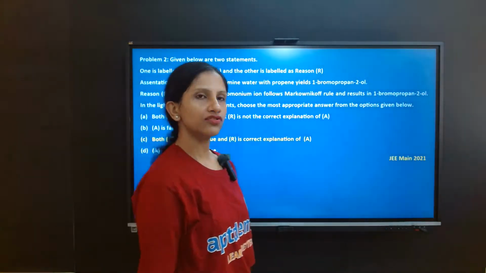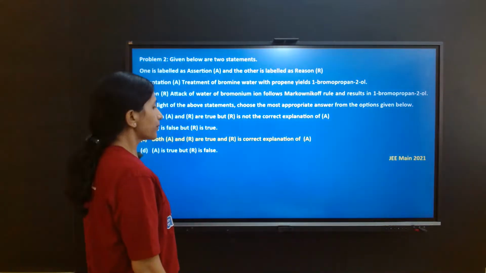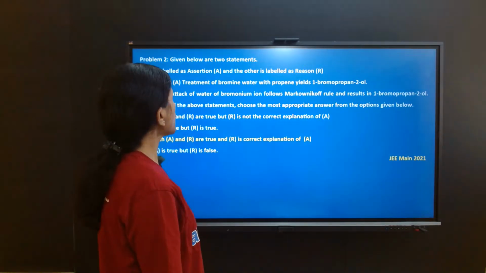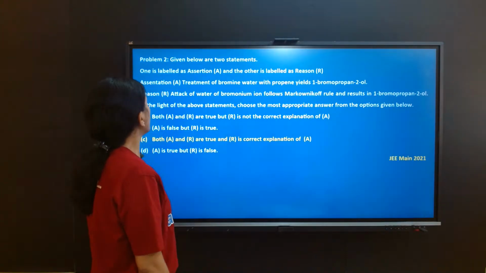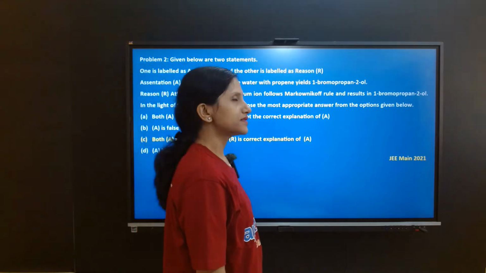This appeared in the Joint Entrance Main Examination 2021. The problem is: given below are two statements. One is labeled as assertion A and the other is labeled as reason R.